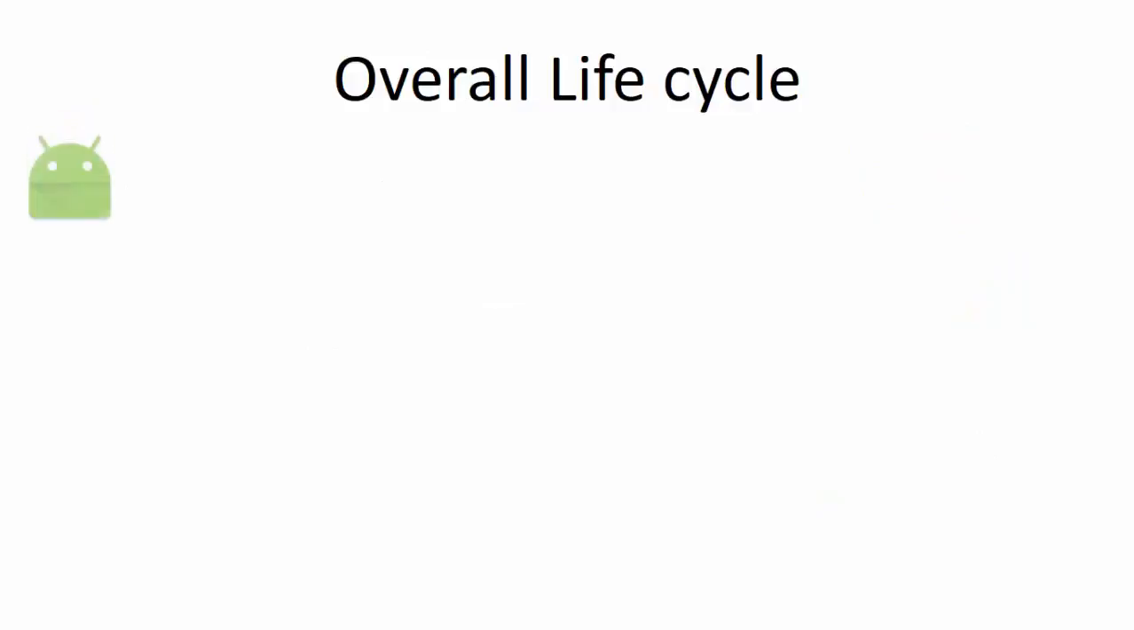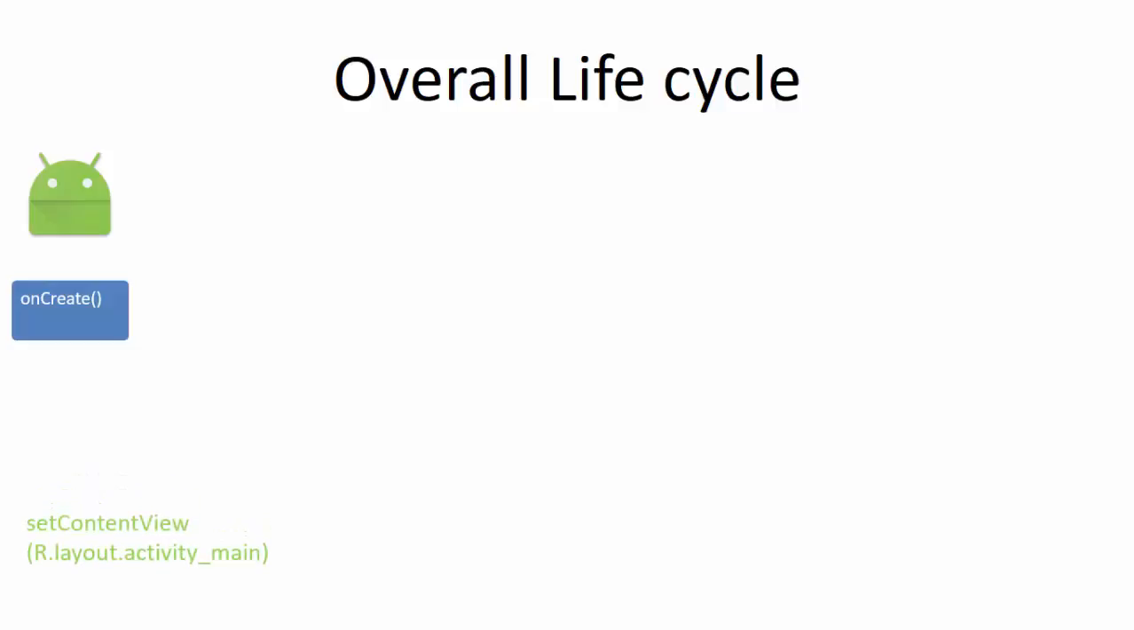When the user opens your app for the first time, onCreate method is called. This method sets the user interface of your activity by calling setContentView method and passing in the layout file of your activity as the input parameter. onCreate method also creates view objects such as a button which can be used later in the code. It's called only once during the entire lifecycle of an activity.